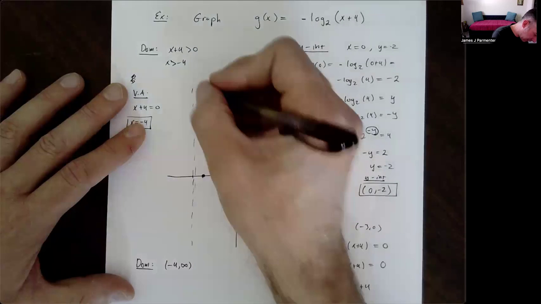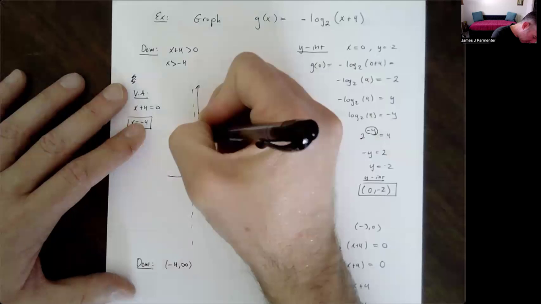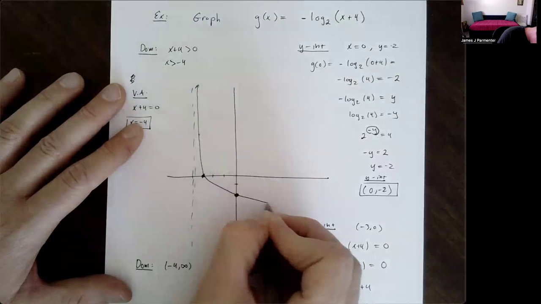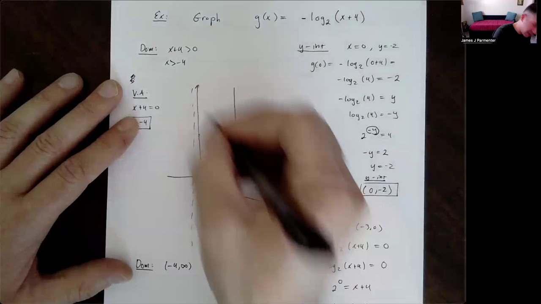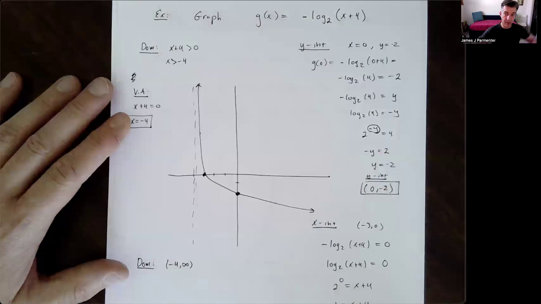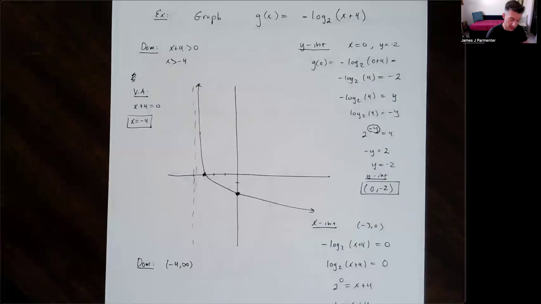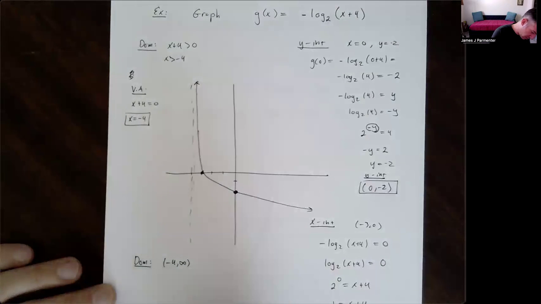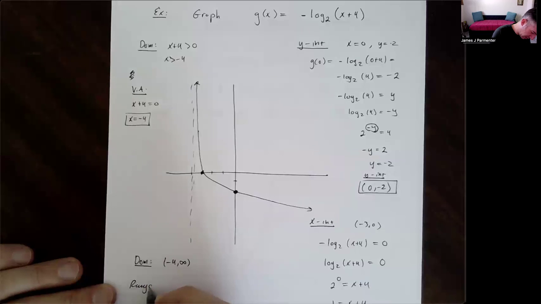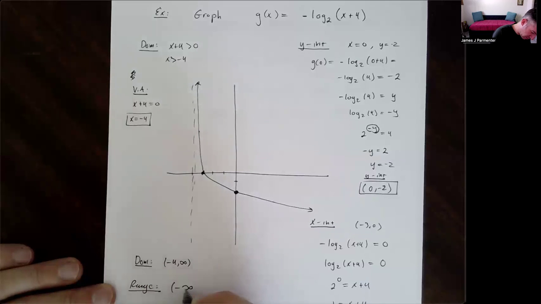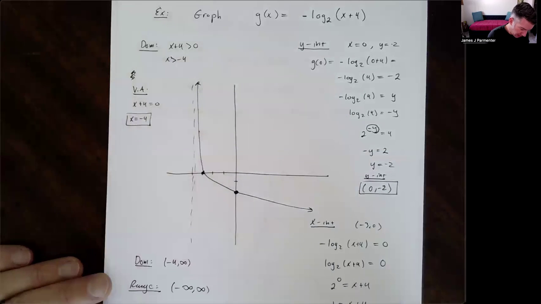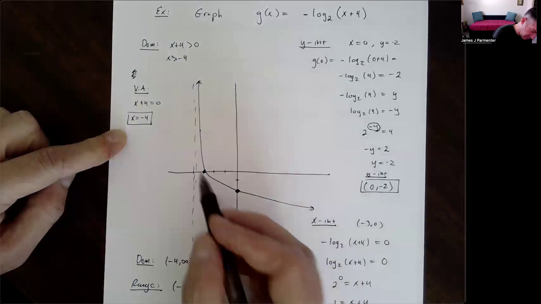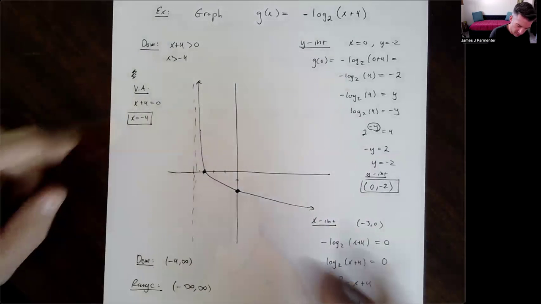So our graph is going to look like this. We know it has this shape because it's your usual logarithmic graph, but it got flipped over vertically because of the negative sign right there. Domain is negative 4 to infinity. Range is everything, as it always is for a logarithmic function. And then my vertical asymptote was negative 4. My x-intercept was negative 3. My y-intercept was negative 2.